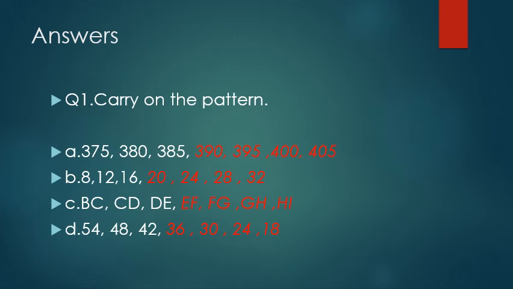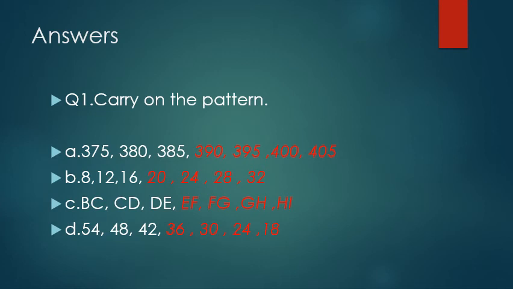So children, the next four are EF, FG, GH and HI.